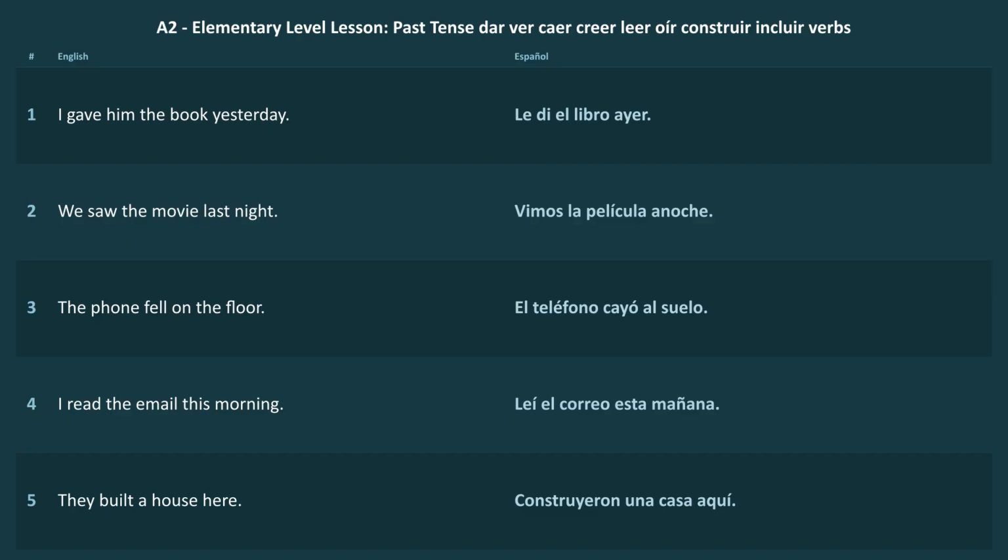Quick memory trick. If you hear that strong yo sound in English, fell, maybe imagine the Spanish answer landing with Y as well. Cayó. Not a perfect science, but a nice little hook.